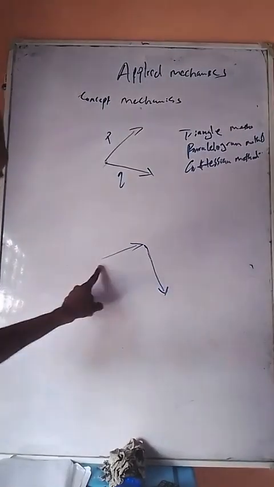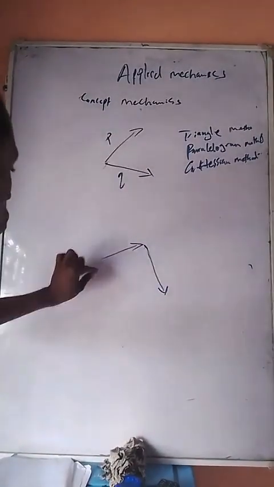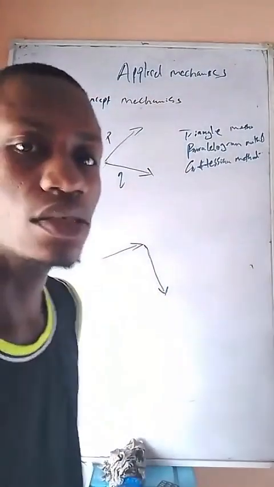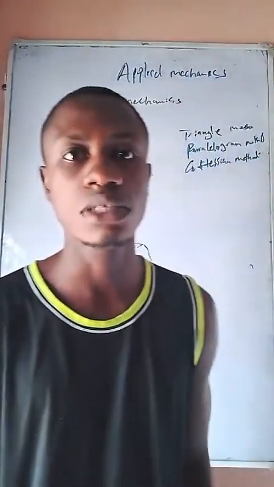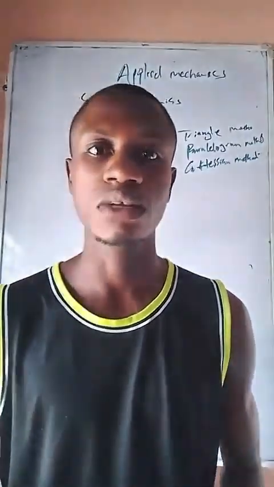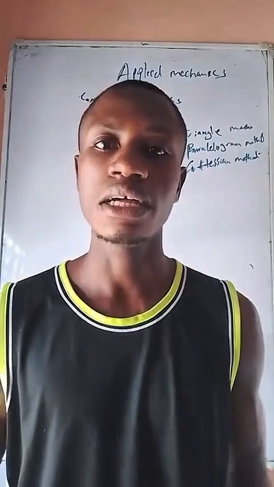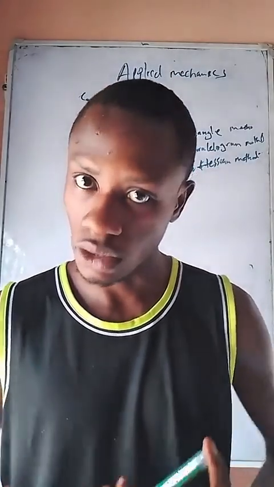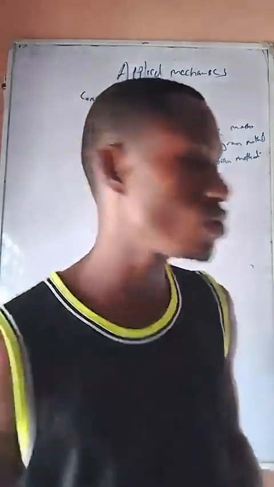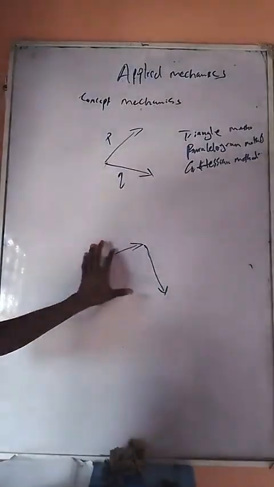Last line. What is that last line? Because here we only have two. What would that last line be called? That is what we call the resultant. The resultant of a vector is that single vector that will have the same magnitude and direction as the other vectors coming together.